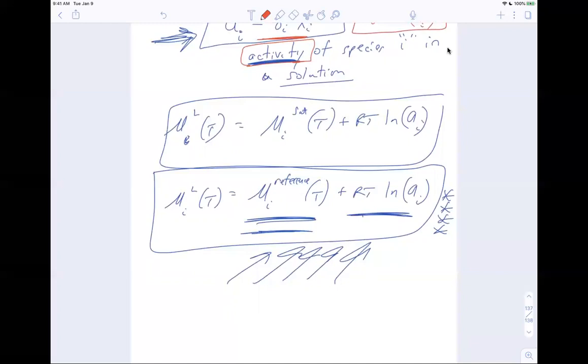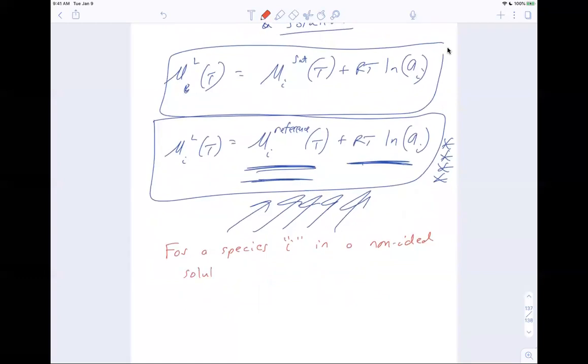Okay, so again, for a species I in a non-ideal solution, and now we can extend the solution to just be some mixture of anything. It could be vapor phases or anything like that. This applies to any kind of solution, okay? Whether it's a bunch of vapors, a bunch of liquids, or a bunch of solids. It could be a combination of solid and liquid, solid and vapor. Okay? This is very general.